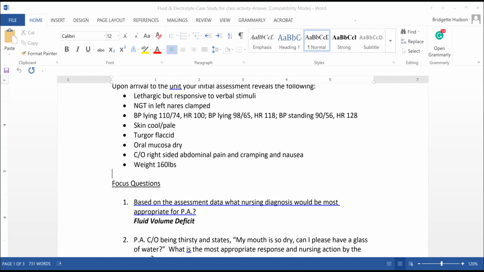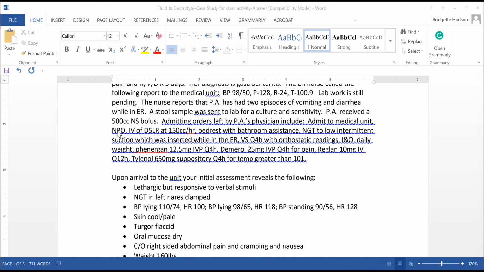Okay. So the doctor gave some orders. Based on the doctor's orders, let me scroll up. What's the first thing? Oh, it's NPO. She's NPO. So we can't give her anything to drink, but we can check with the doctor and see if she can have a damp cloth or something like that. But we're not going to give her any water because she's nauseated and she's been vomiting. So that's not going to help her situation.